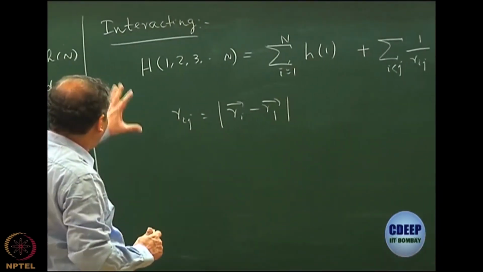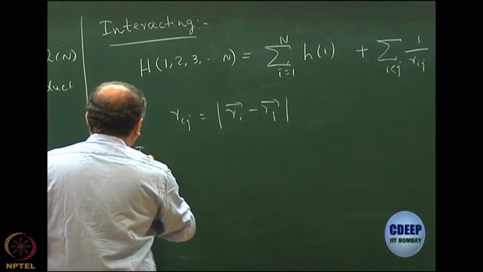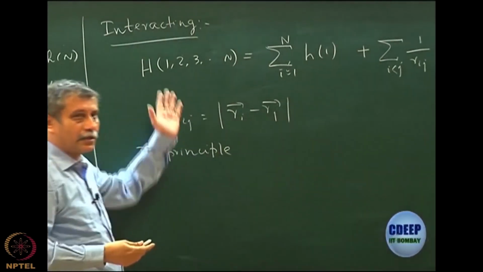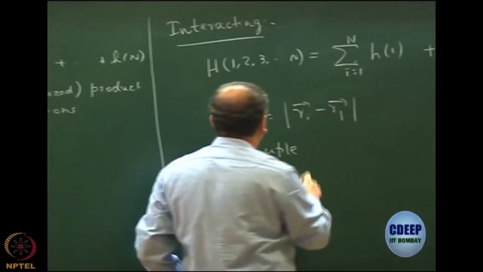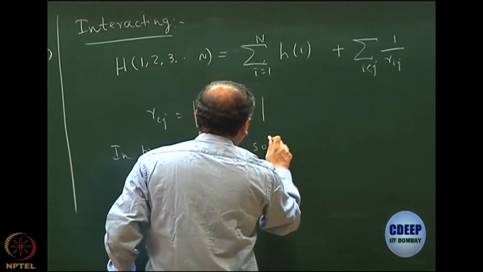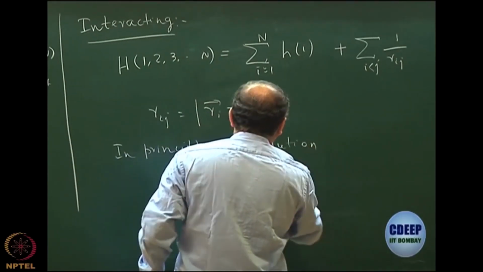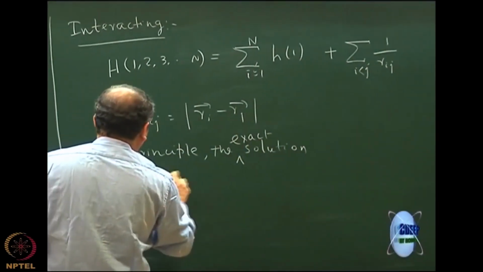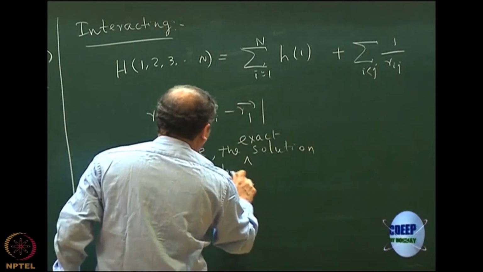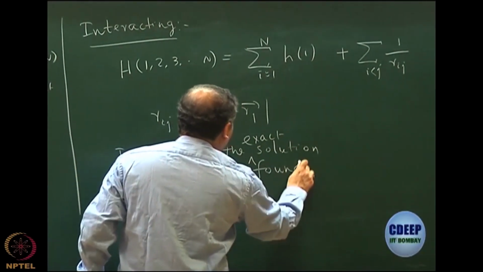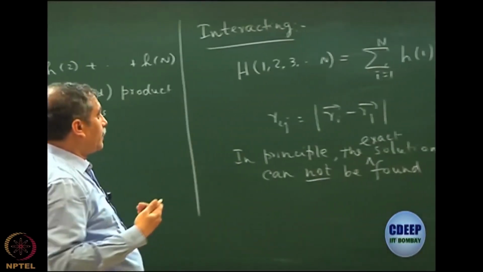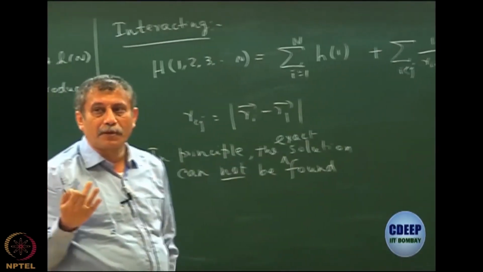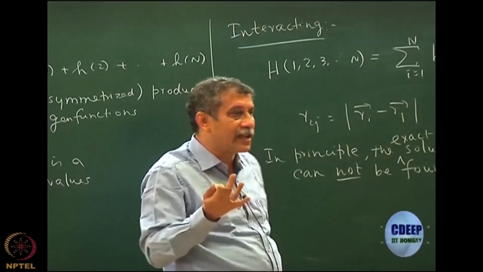So, this is a difficult problem, and in principle the solution, by which I mean the eigenvalue solution, the eigenvalue equation for this Hamiltonian, the exact solution cannot be found. So, any method that we will propagate in this course will be approximate in nature. That is the first very important point to realize, that nothing that we will speak is exact.